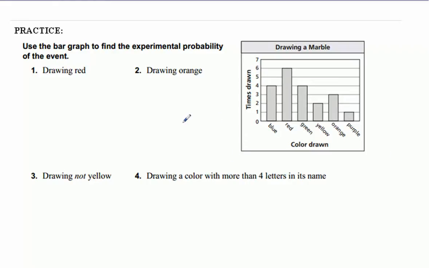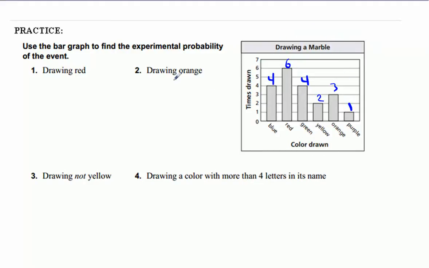All right, so hopefully you're back. So here's what I did to set myself up for success. I started with numbering how many were on each one. So I got green 4 times, I got yellow 2 times, I got orange 3 times, and I got purple 1 time. So I was doing something. It looks like I was drawing a marble, so I was picking a marble out of a bag.